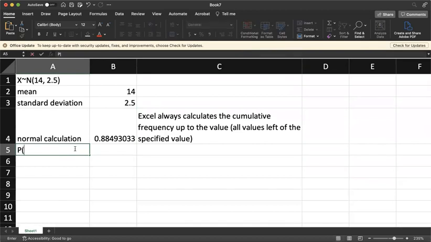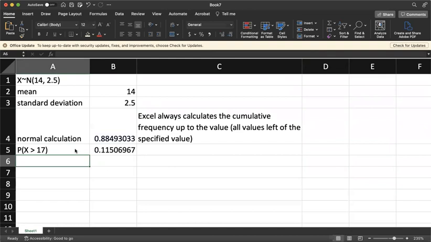Now if we want the probability of X being greater than 17, which was the problem, we'll do equal 1 minus this to do the complement. As you can see, the value we get here is 0.11506967, which in that graph on slide 12, if you look at the PowerPoint, was 11.51%, just a rounded version of this. So that is for the refrigerator example, the first one.